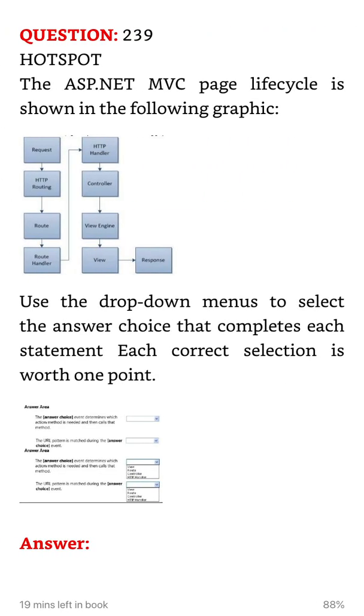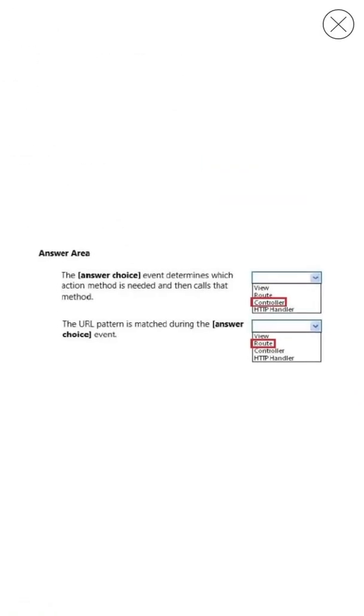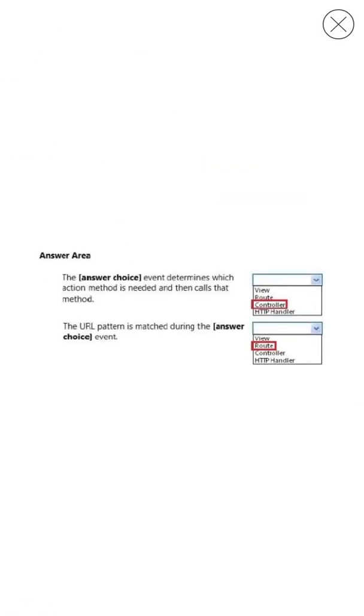Question 239, hotspot. The ASP.NET MVC page lifecycle is shown in the following graphic. Use the drop-down menu to select the answer choice that completes each statement. So, the controller event determines which action method is needed and then calls that method. The URL pattern is matched during the route event.